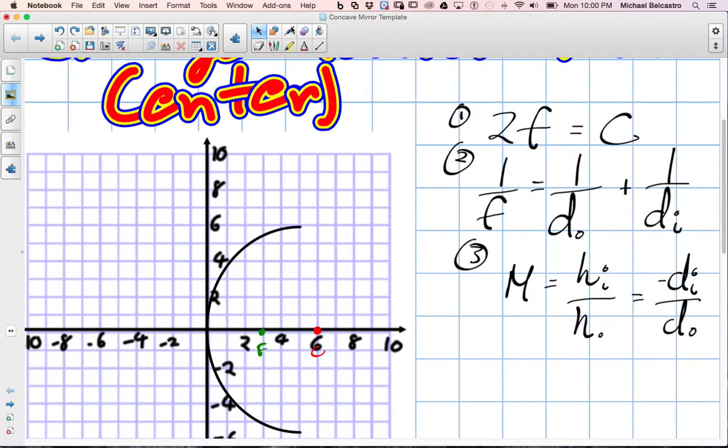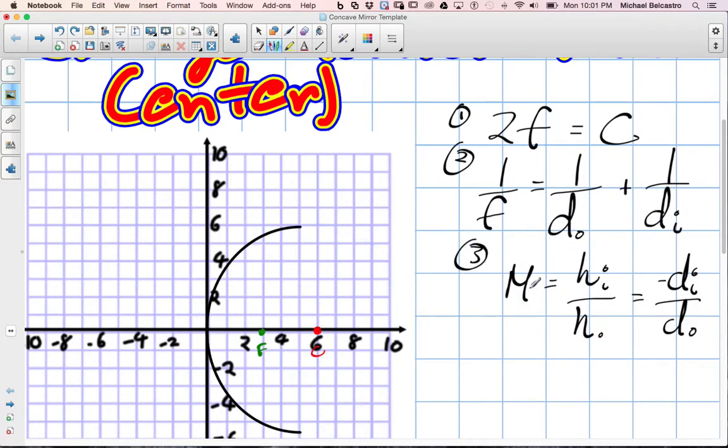We have three formulas that come in very handy for this. The first one is that the focal point is half the distance to the mirror as the center is. Okay, so the center, that was the center of our circle we had. Remember, the circle went around. We have another one: 1 over the focal point is equal to 1 over the distance of the object plus 1 over the distance of the image.